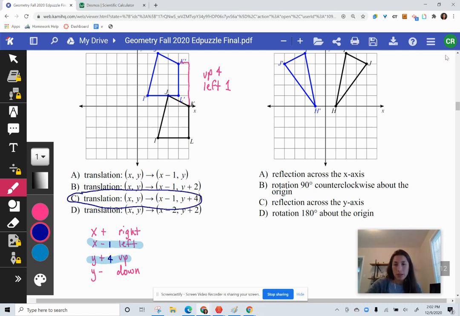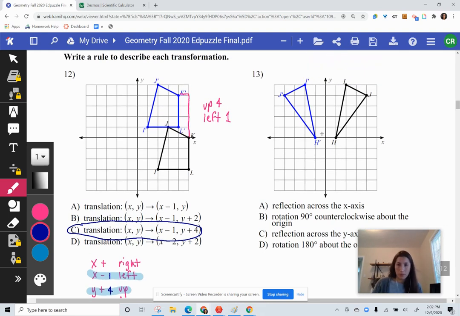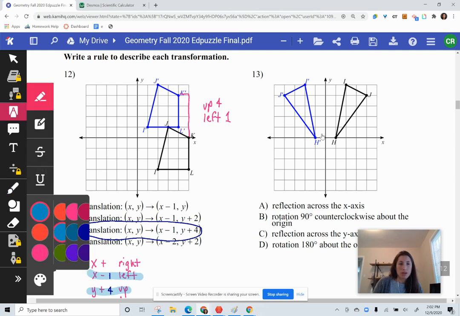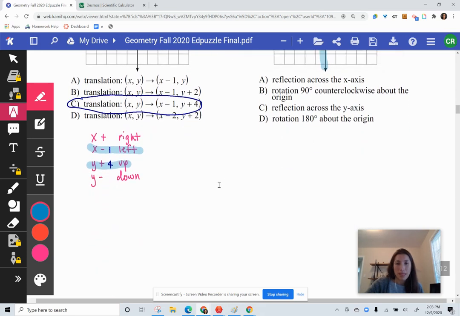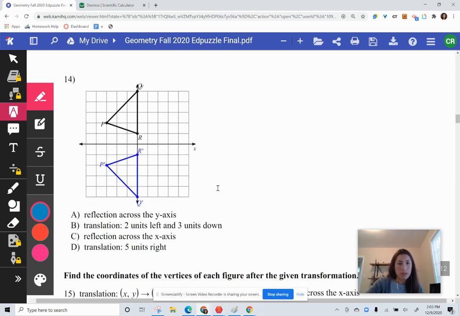And then on our next one here, we have a reflection. We have a reflection on this line here. This is what we call our y-axis. Okay, so we're reflecting it from the right side of the y-axis to the left side of the y-axis. And then we have here, this would be a reflection on the x-axis.